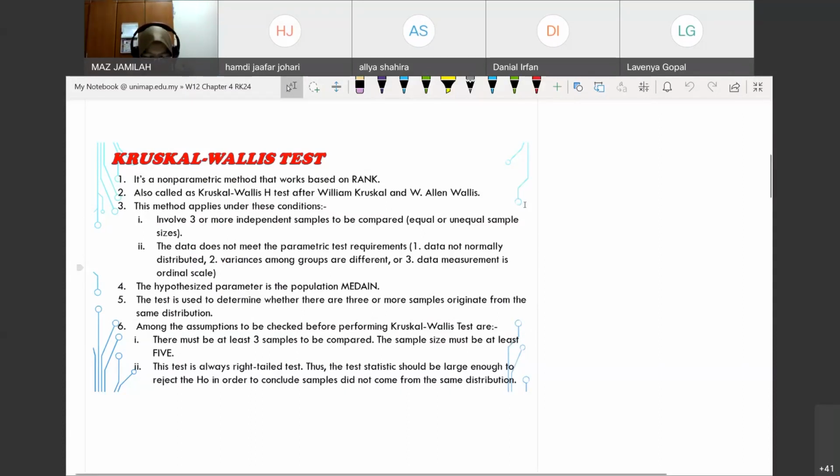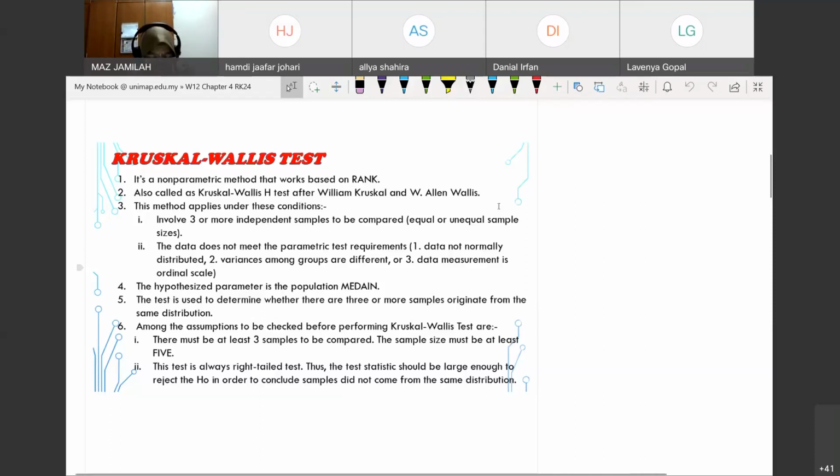The same goes for the Mann-Whitney test. When we have two populations, we rank the data as if they are coming from the same sample, and we rank them from the smallest to the largest. And what happens if you are dealing with Kruskal-Wallis? Same thing, you are going to rank the sample observation values.